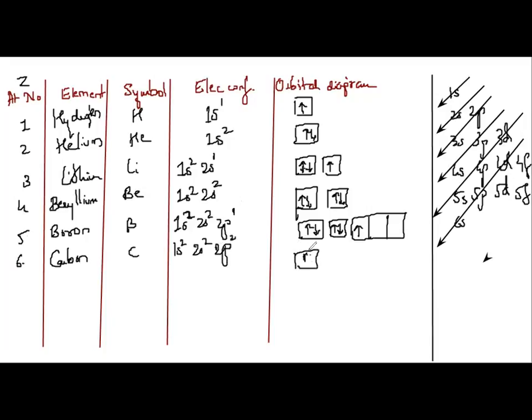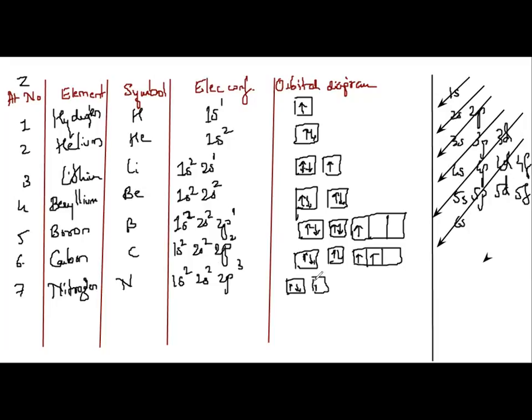So 1s2, 2s2, and 2p2, how will we write? We'll follow Hund's rule of maximum multiplicity. Pairing will not take place until each orbital is singly occupied. After carbon comes nitrogen, 1s2, 2s2, 2p3. So here 1s2, then 2s2, 2p3. So singly occupied first.